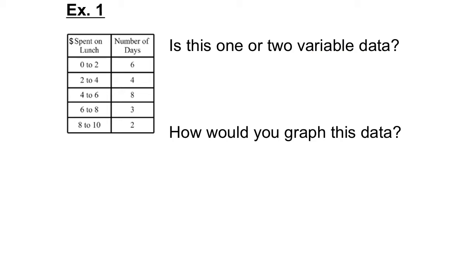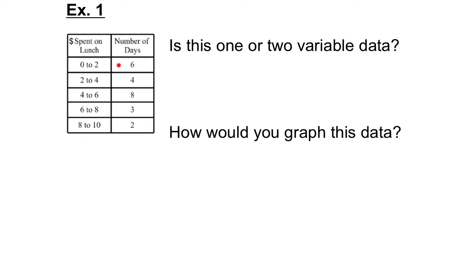Well, remember, one variable would be for each item in the sample. I'm measuring one attribute. And for two variables, I'd be measuring two attributes. So what is it here? It's kind of tricky because a lot of people say, well, there's two columns in the table, so this is two variables.